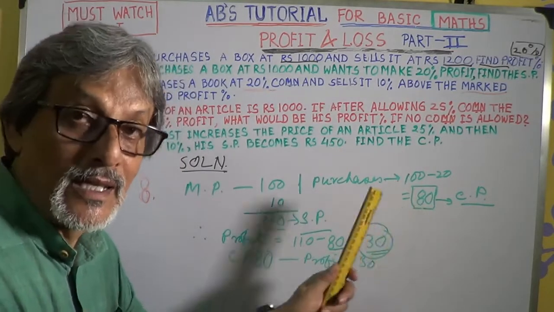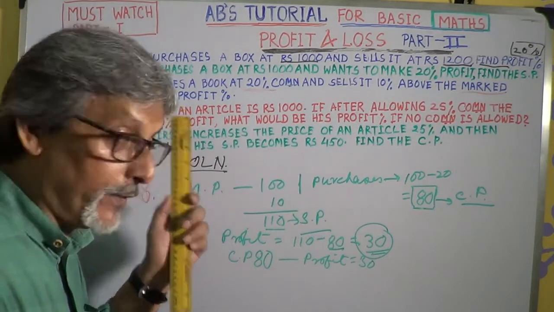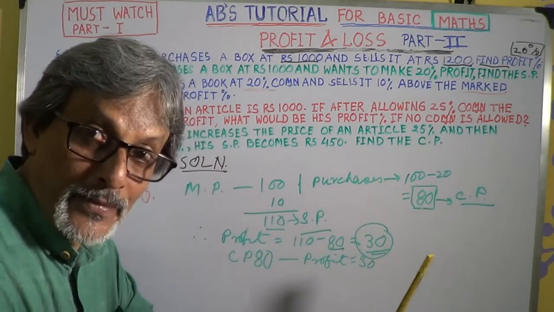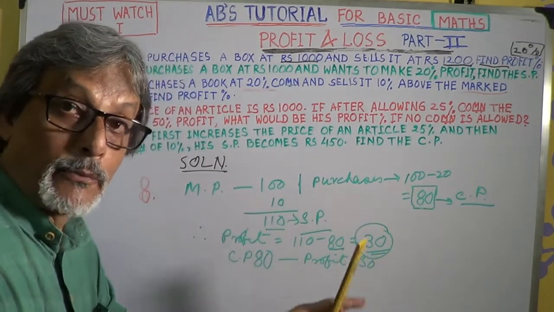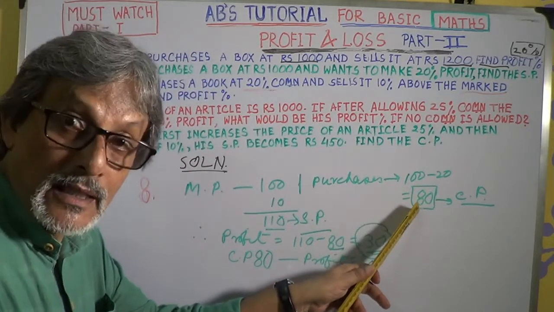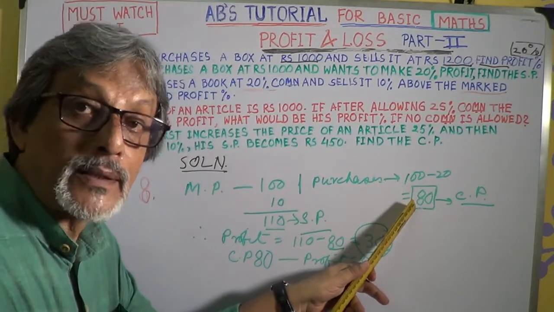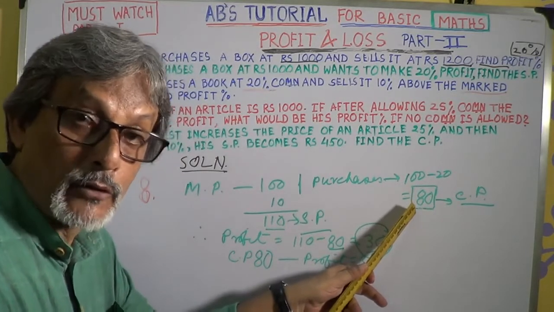On rupees 80. It is not profit percent. This is profit only. This is not profit percent, because this is on rupees 80 what he has invested. So we have to find out the profit percent out of 100.